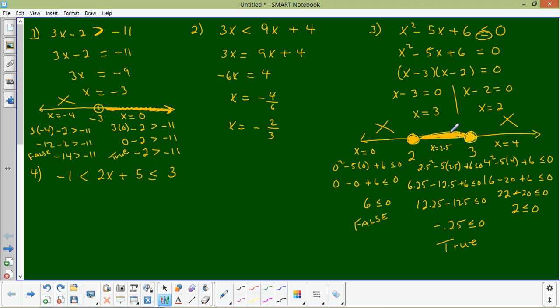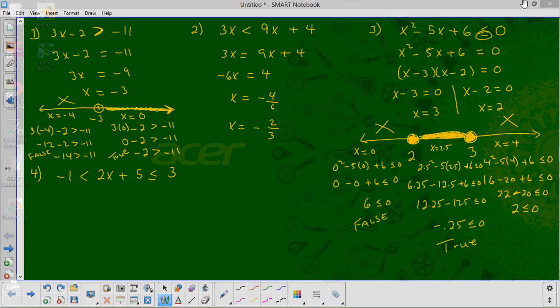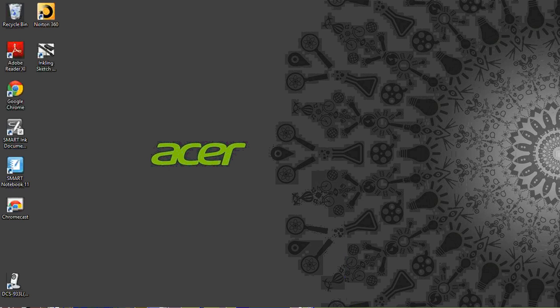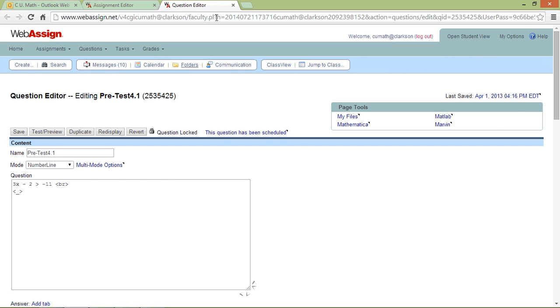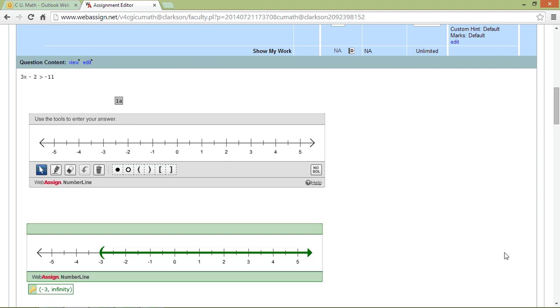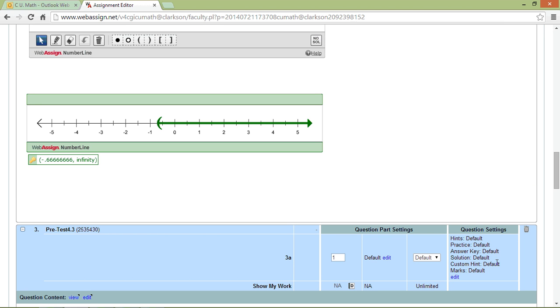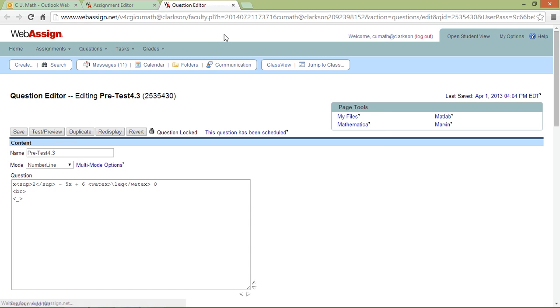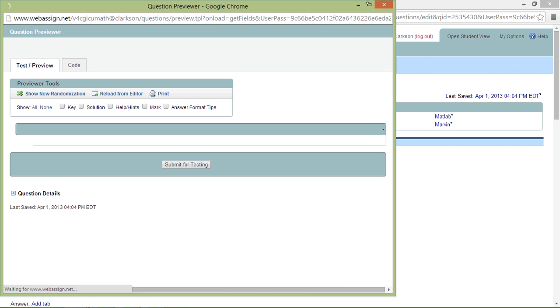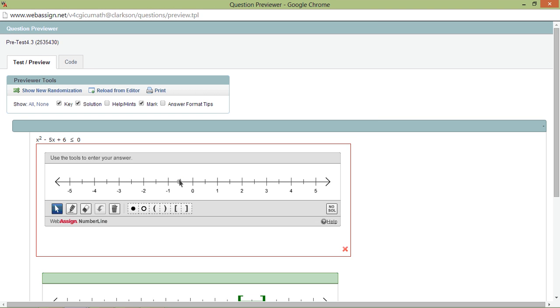All right. So just to show you how this works, if we go back and move on to number 3, and do a test preview to show you what it looks like. Okay, there's our number line. So again, I wanted 2 and 3, and they're on my number line.